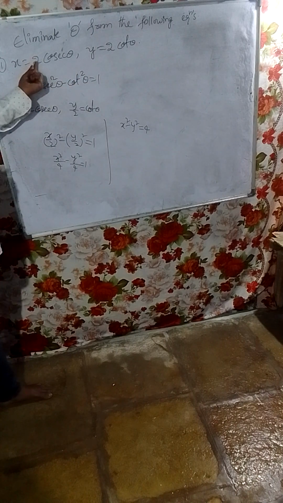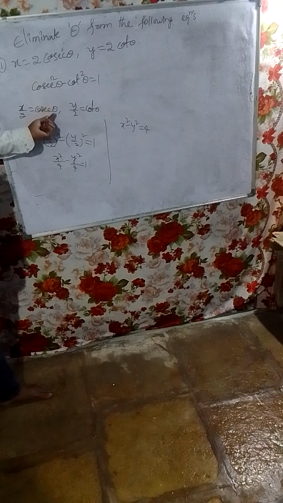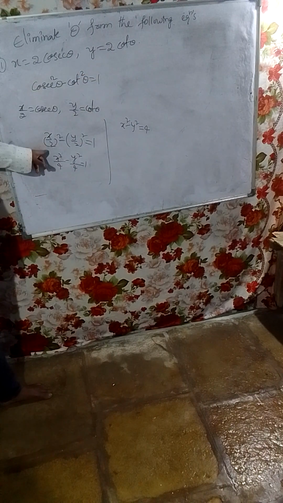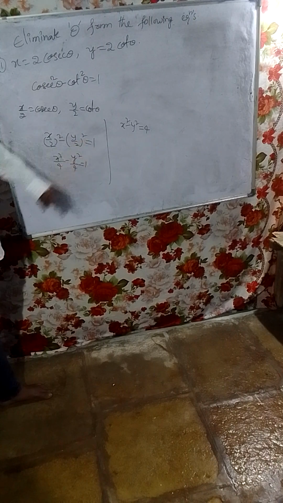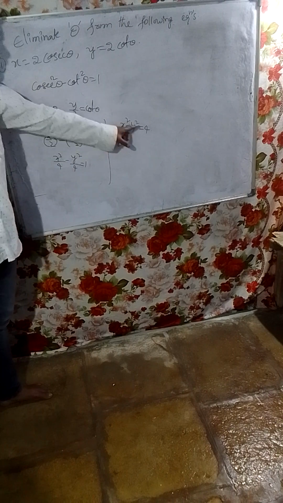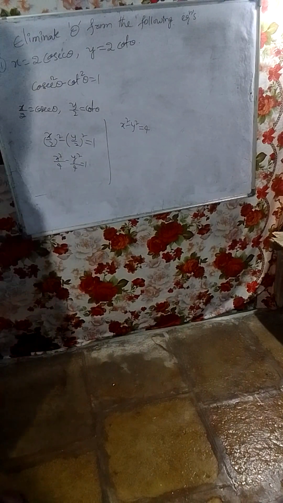Then the 2 comes here, x by 2 is equal to cosec theta. Y by 2 is equal to cot theta. Then x by 2 whole square minus y by 2 whole square equal to 1. X square by 4 minus y square by 4 equal to 1. X square minus y square equal to 4. This is our answer.